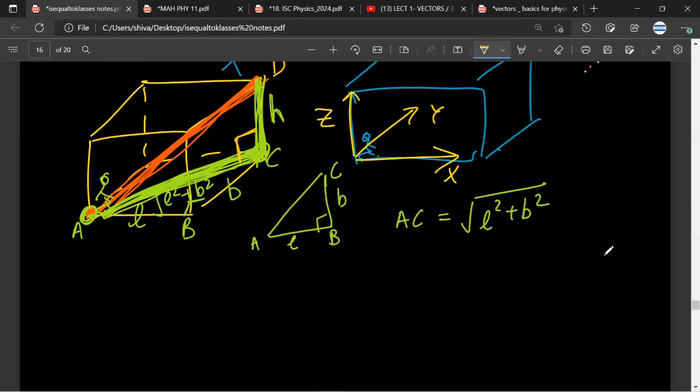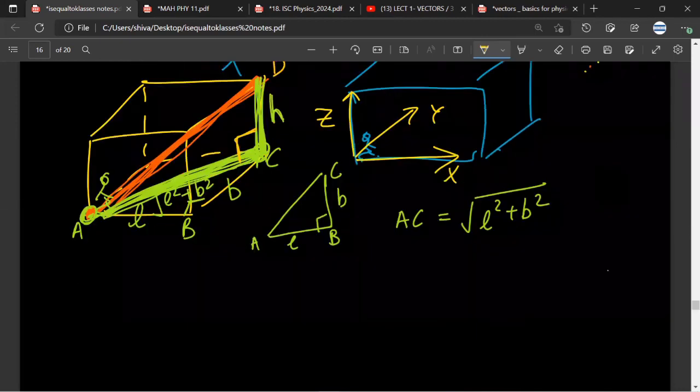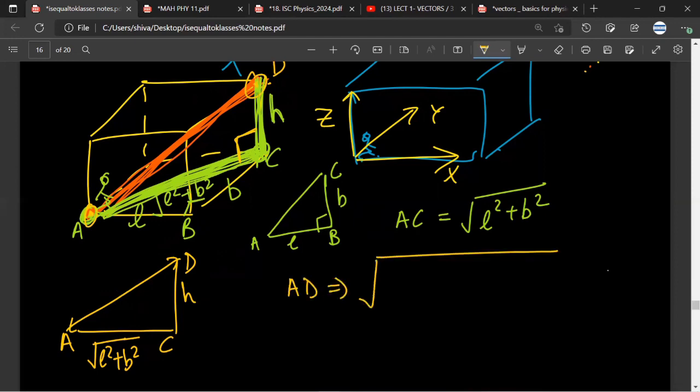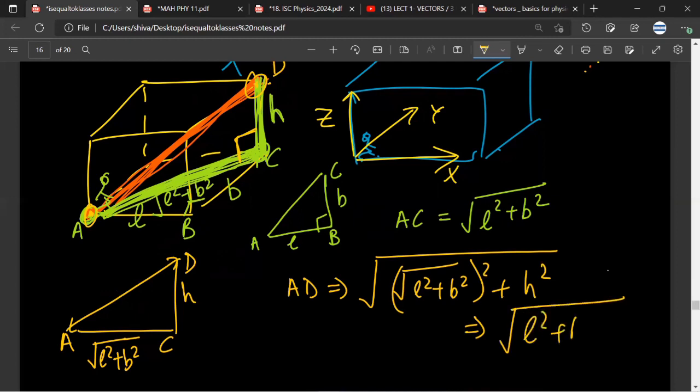Now if you look carefully at this triangle ACD, you have already calculated this AC to be root of L square plus B square. Are we okay till here? I know this is H. Are we okay till here? This rod AD, which you had kept in the room, which ran from one edge to the other edge, its length can be given by root of the square of root of L square plus B square, plus H square, which is equal to root of L square plus B square plus H square.